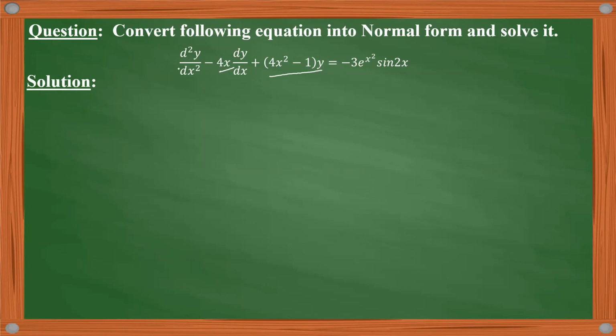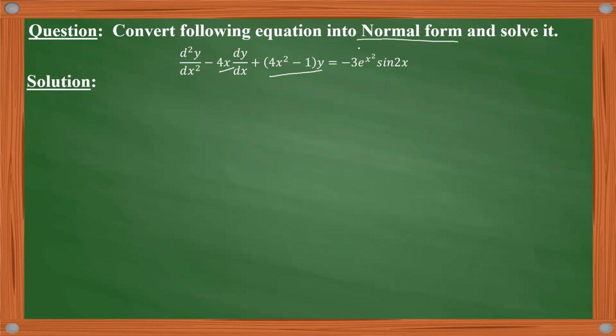Now we cannot say this to be of Cauchy-Euler format, because in the Cauchy-Euler formula there should be x square here. In the Legendre equation there must be some ax plus b kind of format, and that is also absent in this equation. So the equation is not a linear differential equation with constant coefficients. It is not of the Cauchy-Euler type, and it is also not Legendre's differential equation. So we need to convert this equation into normal form.